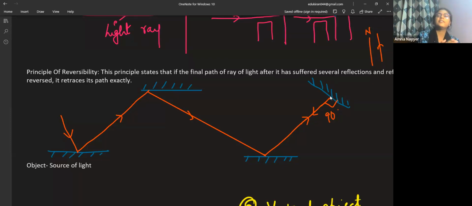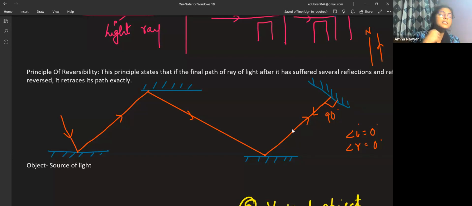Fine. So if such a case happens, the light ray, instead of following another path, see what happens. If the angle of incidence is 0 degree, according to the laws of reflection, the angle of reflection will also be 0 degree. Angle I is equal to angle R. So if angle I is 0 degree, angle R will also be 0 degree. So the light ray will reverse back.